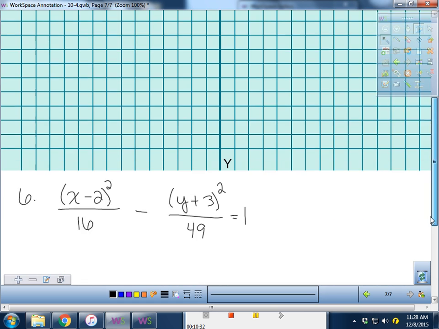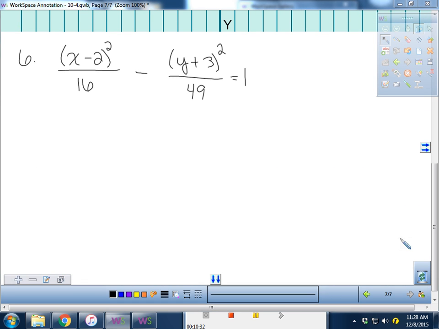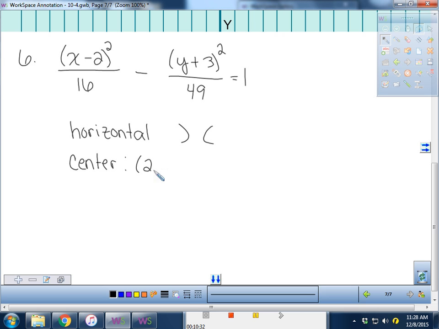All right, last one. Number 6. So let's decide which way this is opening. X is in front of the minus sign, so this one will actually be horizontal. So that means it's going to open to the left and to the right. Okay? Identify your center. Remember, you always get the X from the X and the Y from the Y. So this would be a +2, comma, -3. It's the opposite signs.